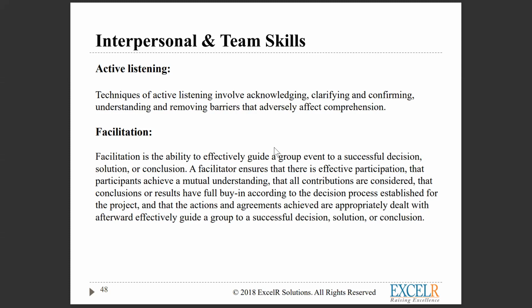And then facilitation. A project manager has to facilitate with each and every person. As I said, he is the heart and soul of the project. He is coordinating with the stakeholders, the team members, the vendors, the internal management and the external management, and he is establishing the procedures, policies, everything.